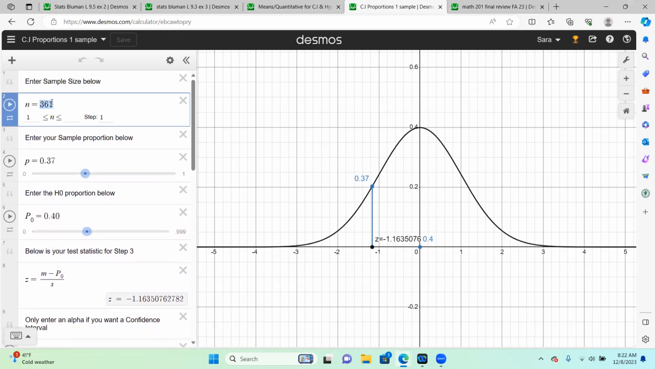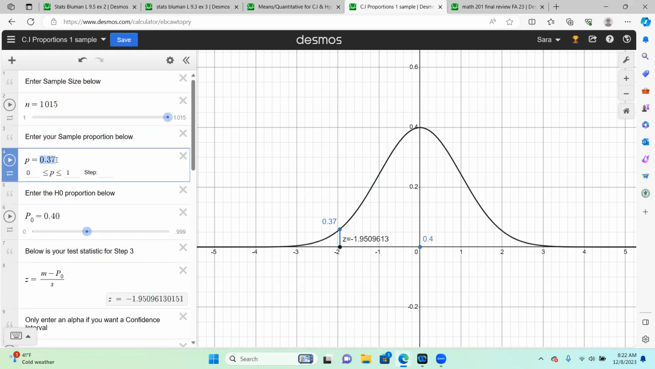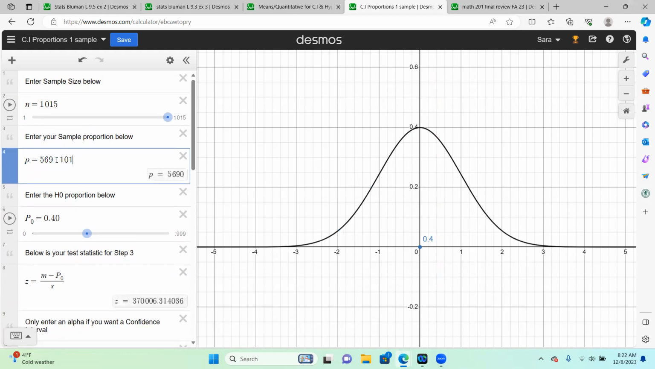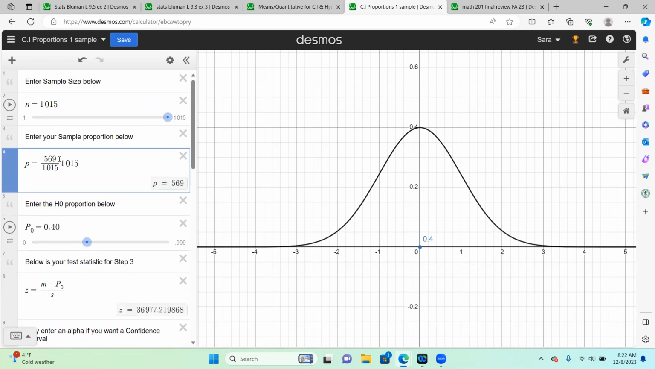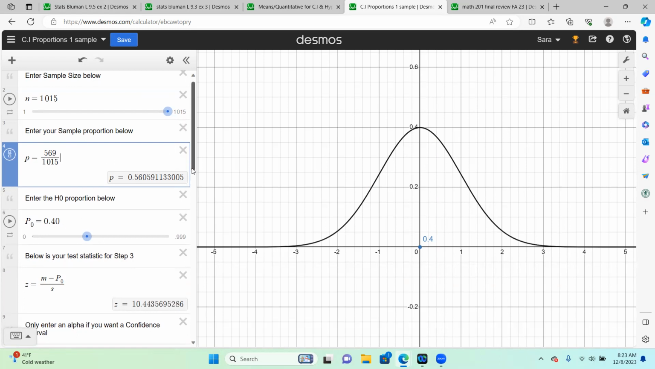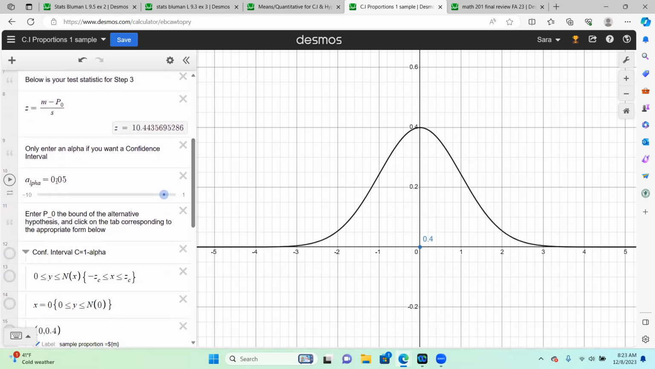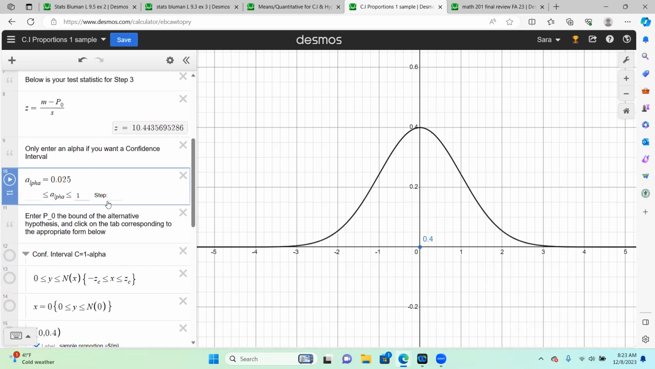And so our N is 1,015 and P is 569 divided by 1,015. Now, I didn't know what that was, so I am just going to let Desmos calculate it. So my P hat is 0.56. And I don't need to put P0, that's only for the hypothesis test, but I do need to tell Desmos my alpha, and my alpha is 0.025.